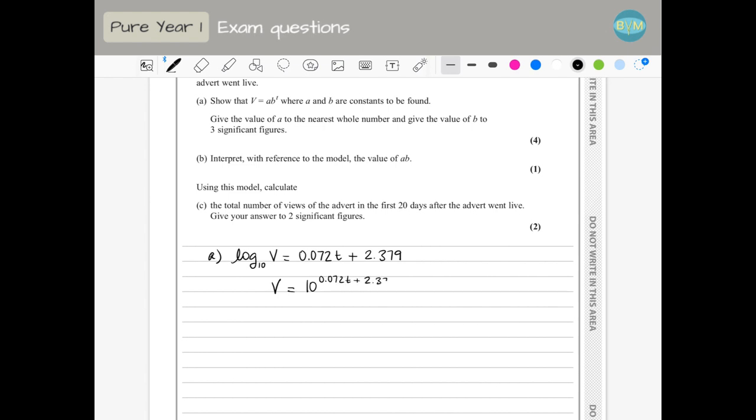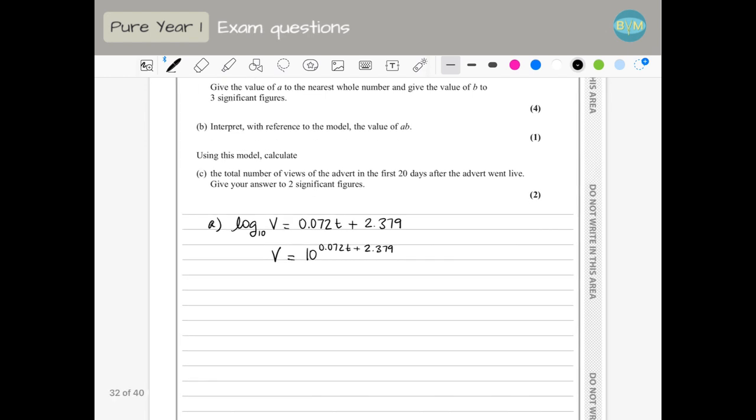And now we are going to use the index laws to separate this. So V is going to be 10 to the power of 0.072T times 10 to the power of 2.379. Remember, when we multiply powers, we add the indices. So if we have this, we can separate them.